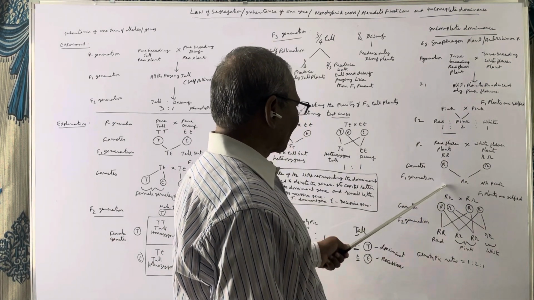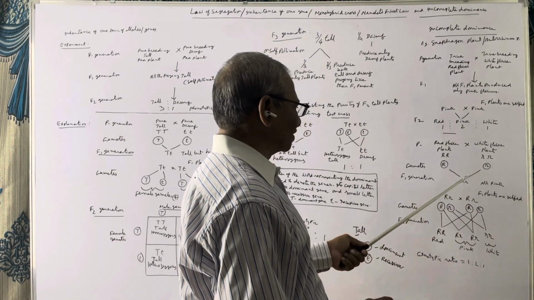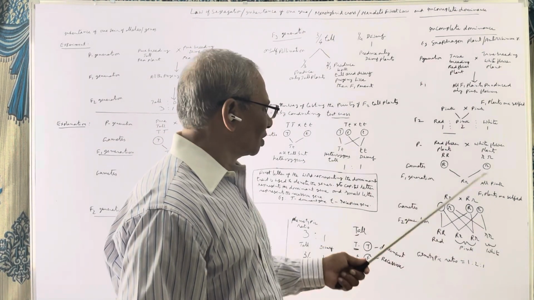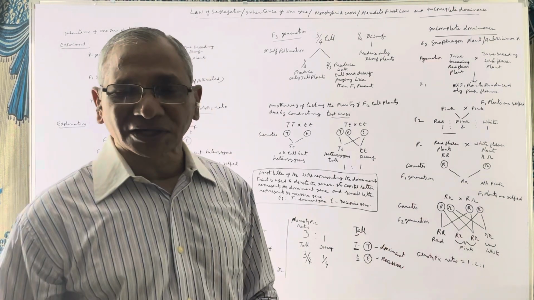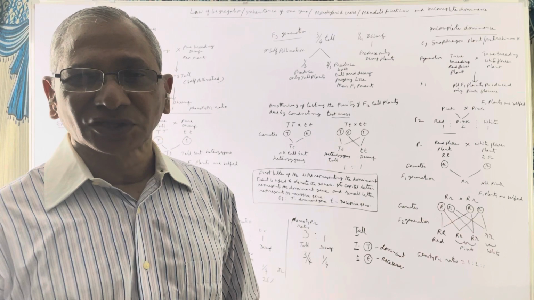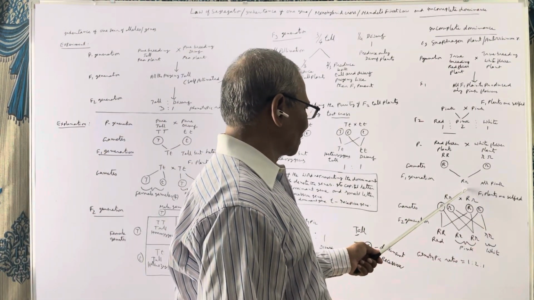So in F1 generation, what happens? This capital R and smaller r come together and an F1 hybrid is formed. Here, in F1 hybrid, what happens? Both the alleles are present, but they cannot dominate over each other. As a result, what happens? We get one intermediate trait or intermediate color, that is pink color.